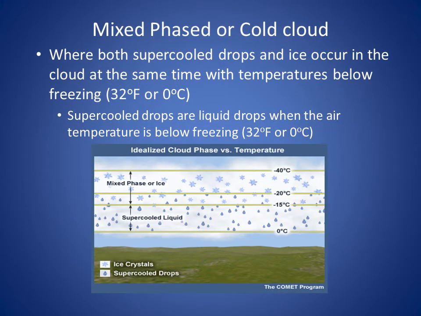So what is a mixed phase or cold cloud? A mixed phase or cold cloud is a cloud with temperatures below freezing, 32 degrees Fahrenheit or 0 degrees Celsius, and where both supercooled drops and ice occur in the cloud at the same time, as indicated by this figure. Supercooled drops are liquid drops when the air temperature is below freezing.